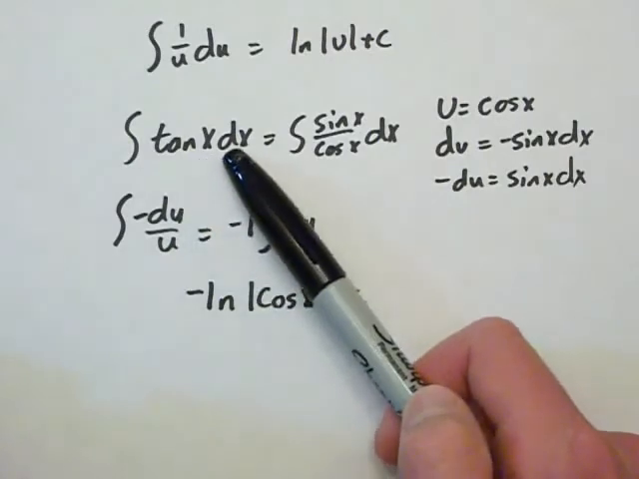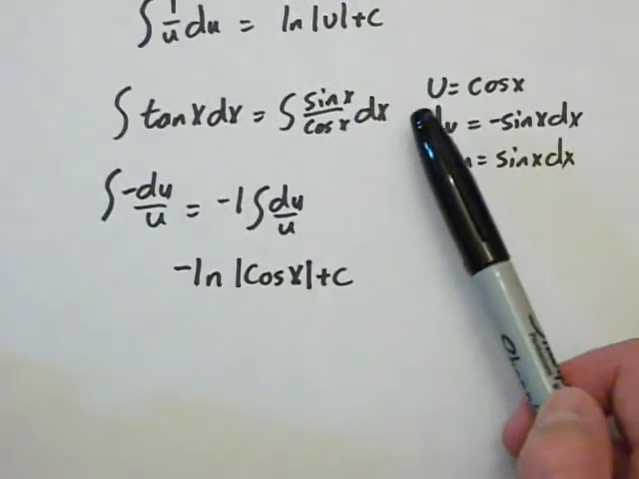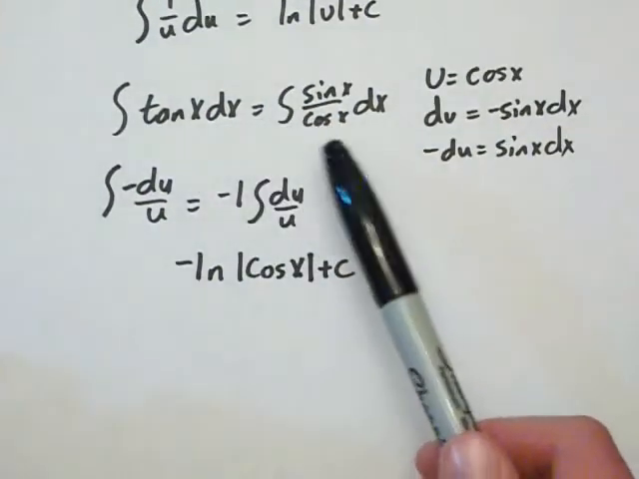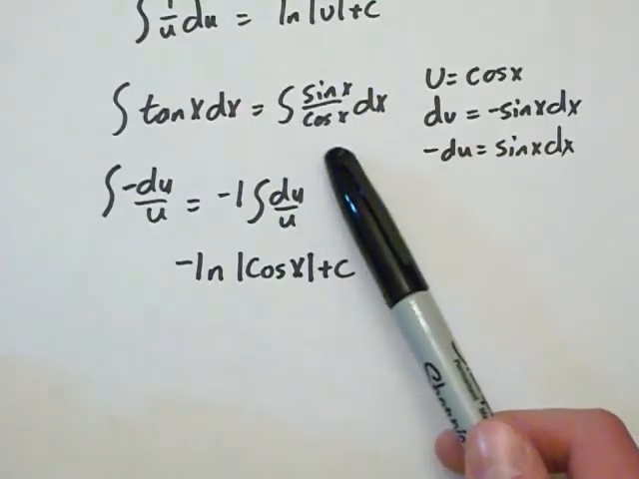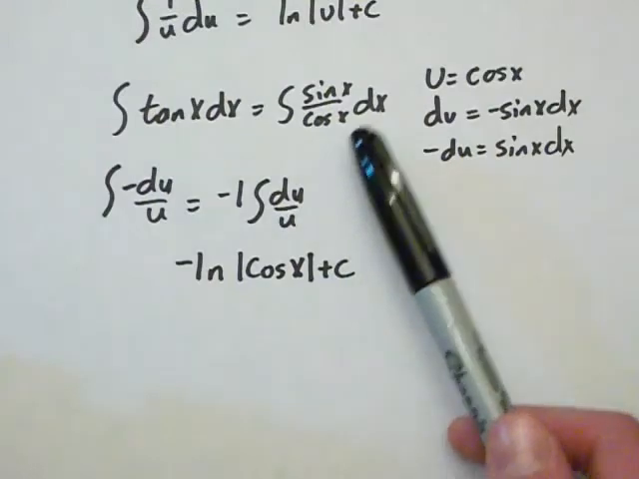Now, using this principle that we have just learned and proven, I will take the integral of tangent x dx. But do not worry, I know what I'm doing. Now, we have the integral of tangent x dx is really equal to the integral of sine x over cosine x dx, correct? I mean, we know that tangent x is really sine x over cosine x.